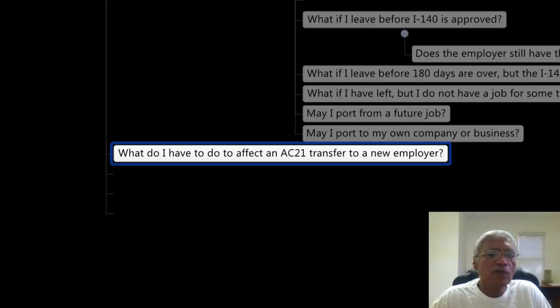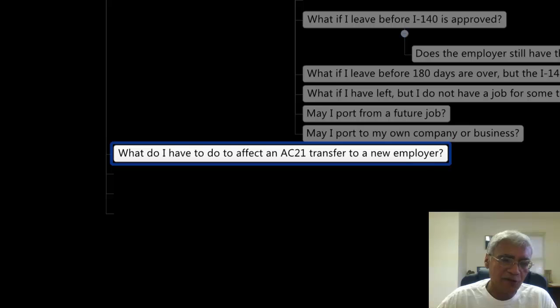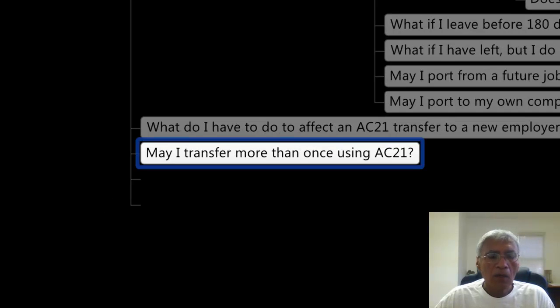So what you have to do is basically have your lawyers write a letter to the government saying that I am using AC21 and porting over to a same or similar job. May I transfer more than once? Yes, you can change employers 20,000 times. AC21 doesn't say you can only do it once.